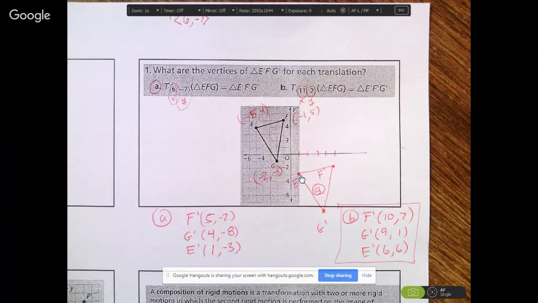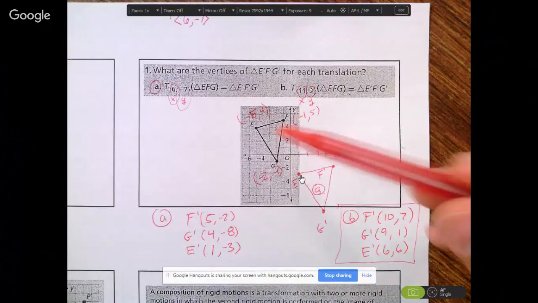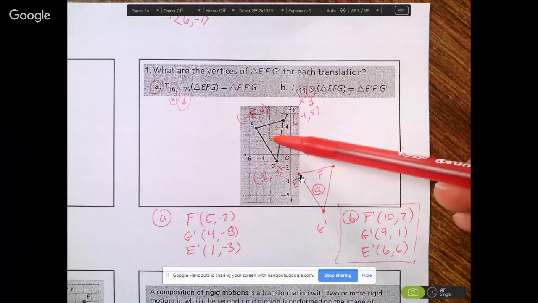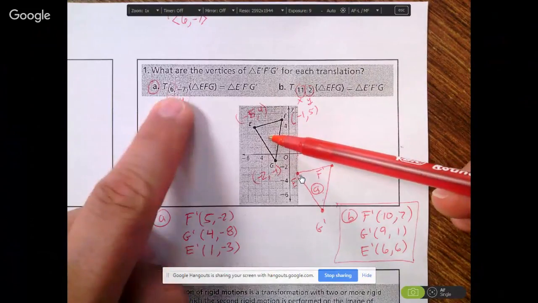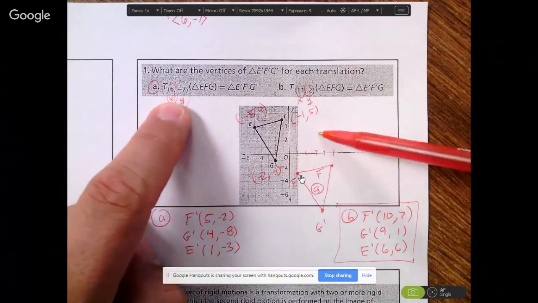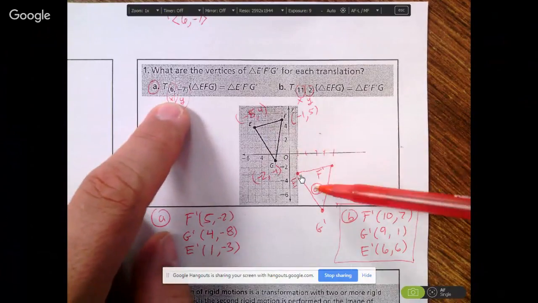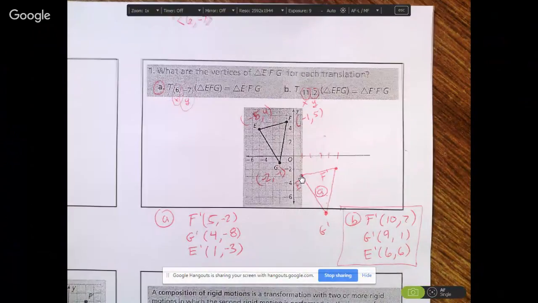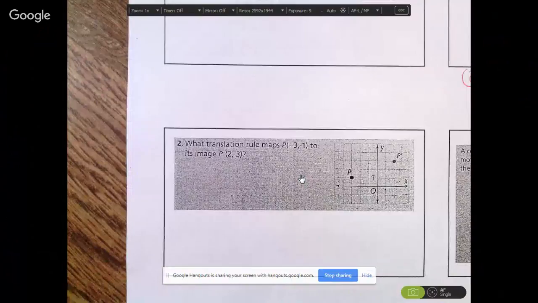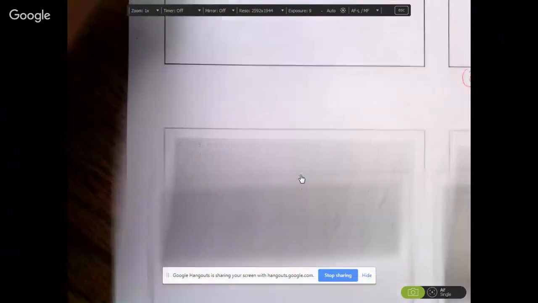It would have been nice if we could just grab this shape and move it. For this translation, I would have just said, move it to the right 6 and down 7, if I could have done that. All right, so this is the map telling us how to move. Now they're going to go backwards. They're going to say, here's the movement. What was the map?